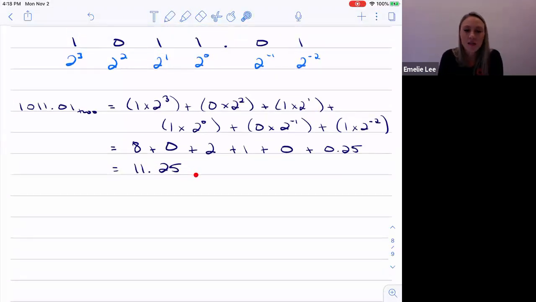This is base 10. We don't have to write 10 here. That's the only base that we can assume. If it's a base other than 10, we have to write it. But here, of course, this is base 10.